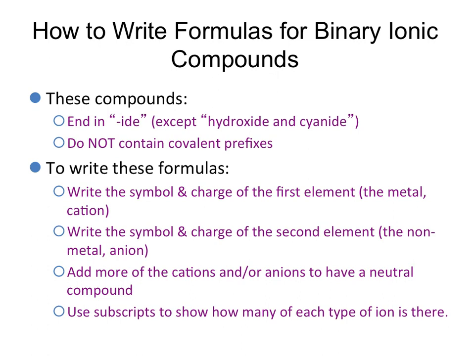So how do we write a formula for a binary ionic compound? Well, the first thing you have to do is recognize that this compound is going to end in "ide," except for hydroxide and cyanide, and it will not contain covalent prefixes. To write the formula, all that you're going to do is take the symbol and the charge of the first element, which is the cation, and the symbol and the charge of the second element, which is the anion, and you're going to look at the charges. We're going to add more cations or anions, depending on the situation, in order to get a neutral compound. We don't want to have any charge at all in the compound. And we'll use subscripts to show how many of each type of ion is present in order to get neutrality.